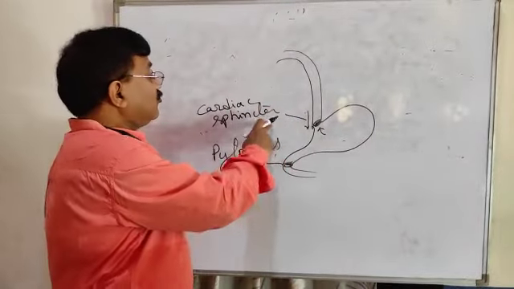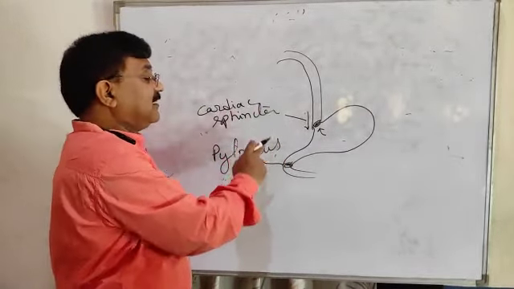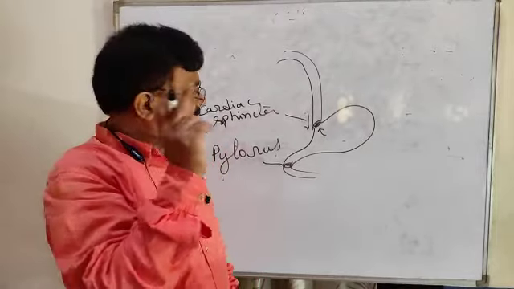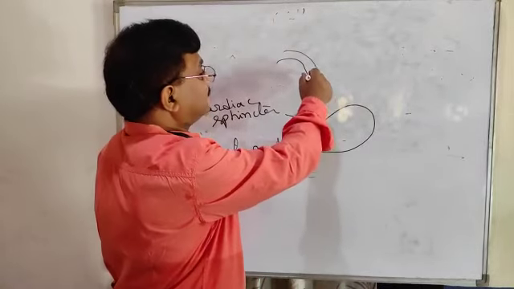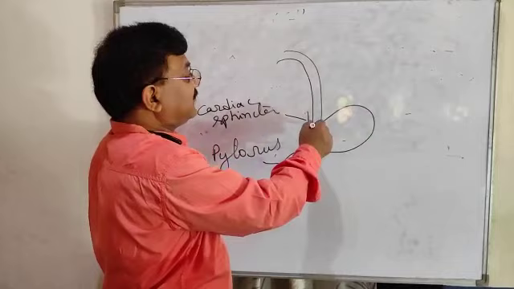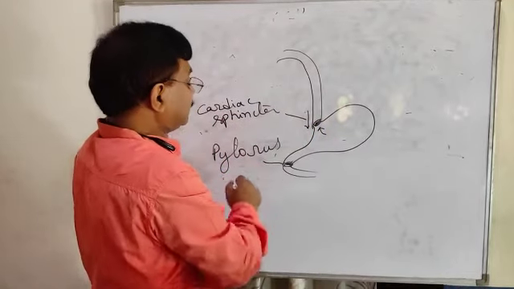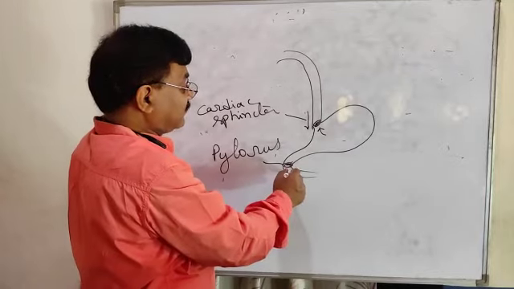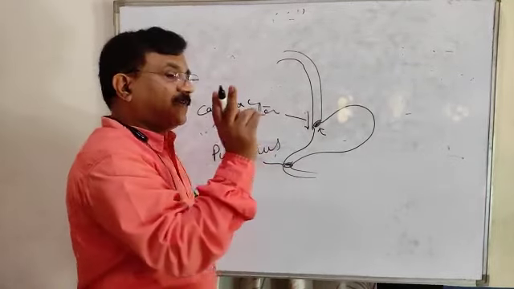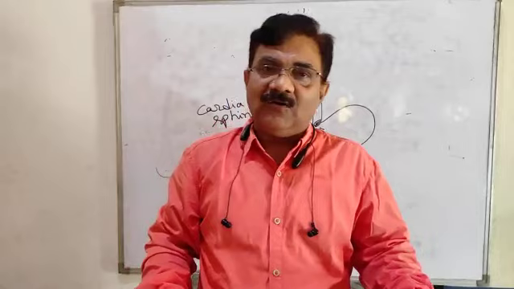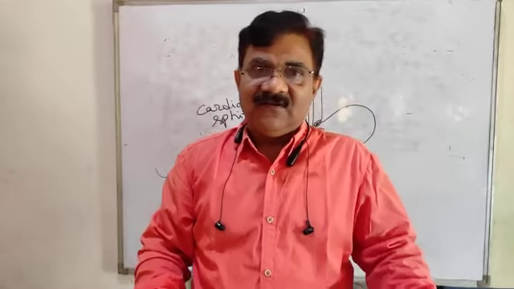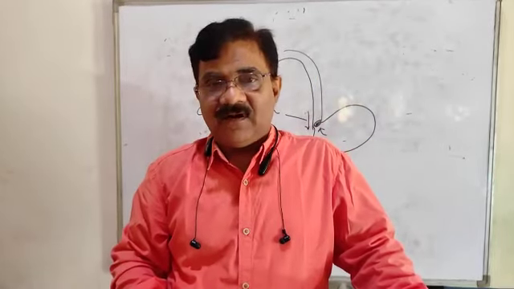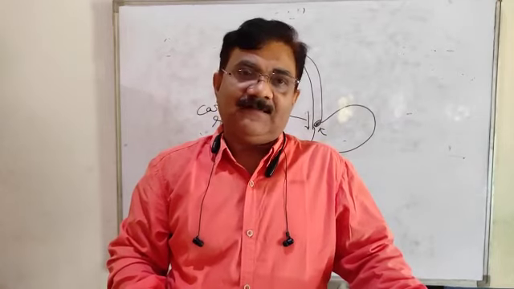So dear children, two things are very, very important: their location. This esophagus opens into the stomach, and here the cardiac sphincter is present, and this stomach opens into the small intestine, and here one sphincter, the pylorus sphincter, is there. So dear children, we have understood this today up to this much.